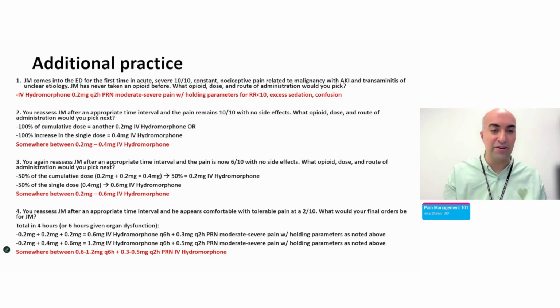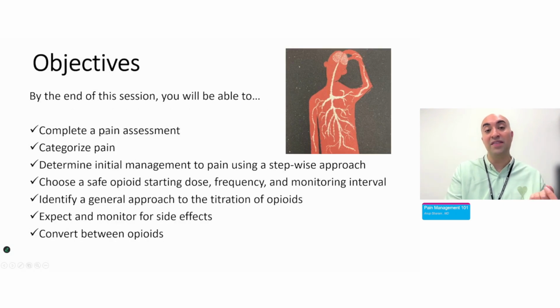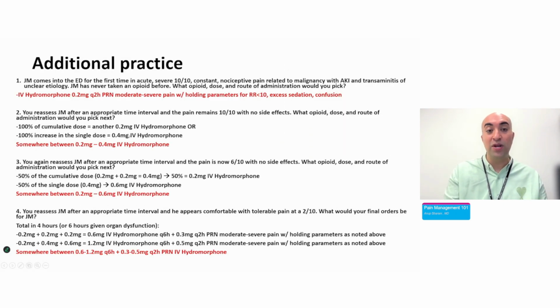And so always ask yourself, what is the range that I can do safely? So we talked about IV hydromorphone 0.2, Q2 PRN because of his end organ function might be a place to start. And so you reassess him and he's had no change at all. So we talked about either taking 100% of the cumulative dose. In this case, he's gotten only 0.2. So 100% of that is 0.2 again. Or you could do 100% increase of the single dose, which would be 0.4.